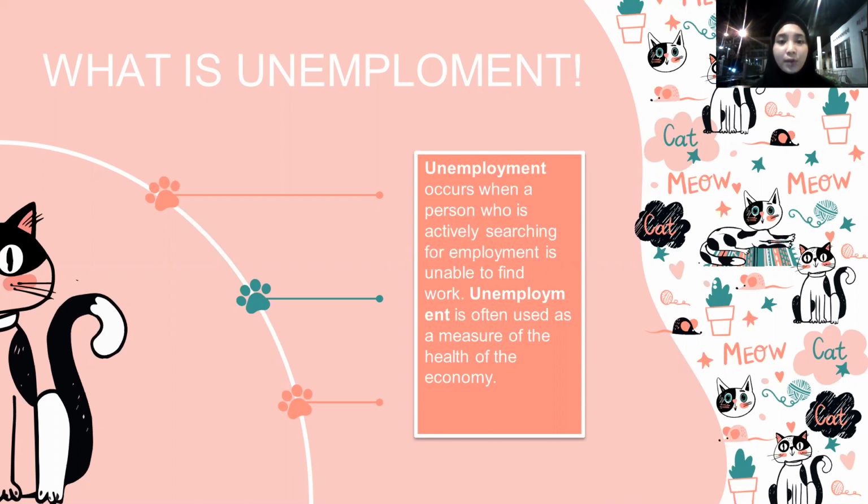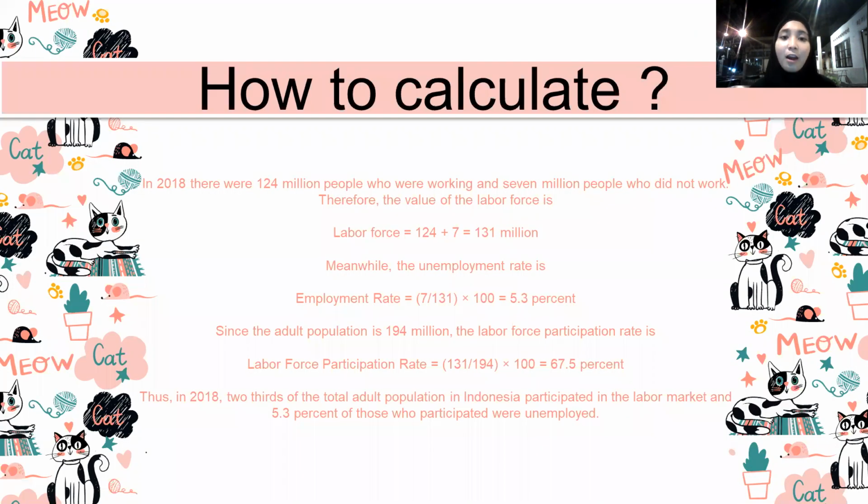Okay, the next material is what is unemployment. This is the last material. Unemployment occurs when a person who is actively searching for employment is unable to find work. And unemployment is often used as a measure of the health of the economy. And how to calculate the unemployment?